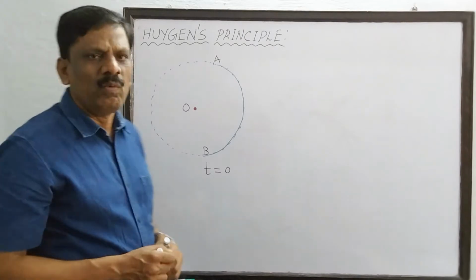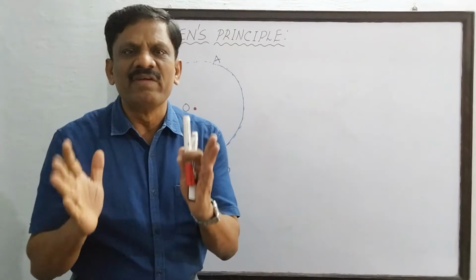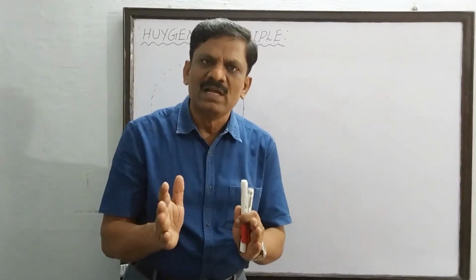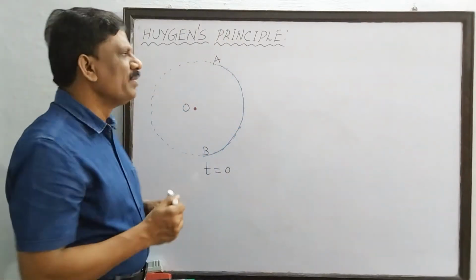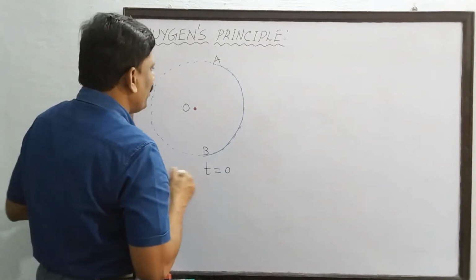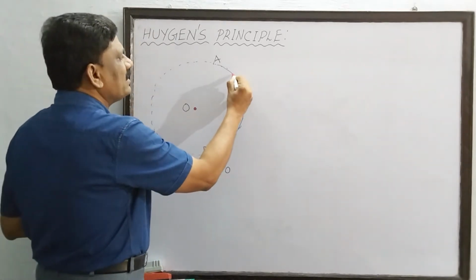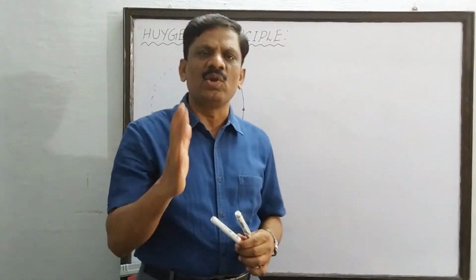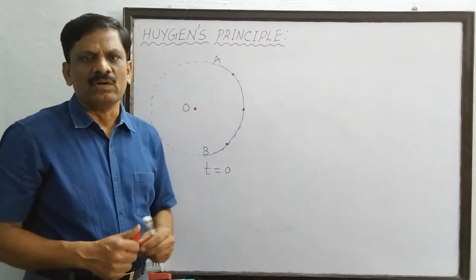What Huygens explains is that every wavefront, whether it is a plane wavefront or cylindrical or circular or spherical, is considered to be made up of several points. For example, I will take a point here, this is one point on this wavefront, and this is another point, and here. I have considered 3 points located on the given wavefront AB at a time t equal to 0.